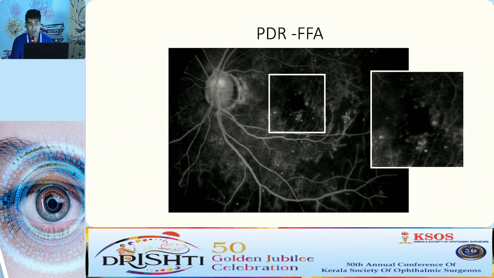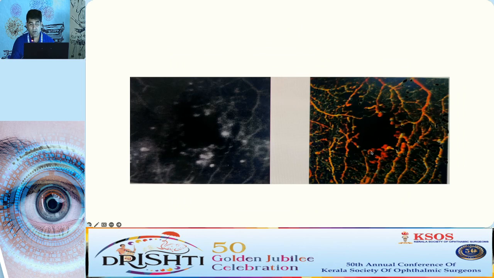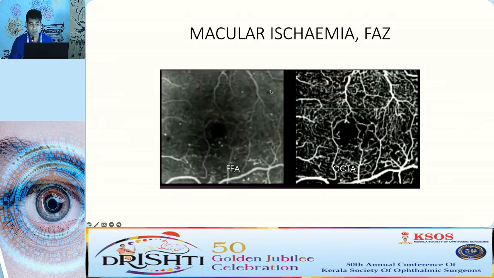So this is a patient showing the fundus fluorescein angiogram. Here you can see there is an increased foveal avascular zone. The same thing with OCTA is also picked up. You can see an increased foveal avascular zone along with the capillary dropout, which shows macular ischemia. This is another photo showing an increased foveal avascular zone in fundus fluorescein angiography, and the same thing is seen in the OCT angiogram.